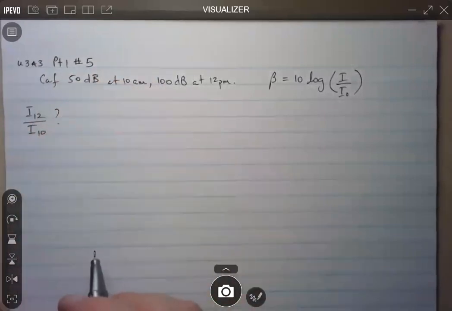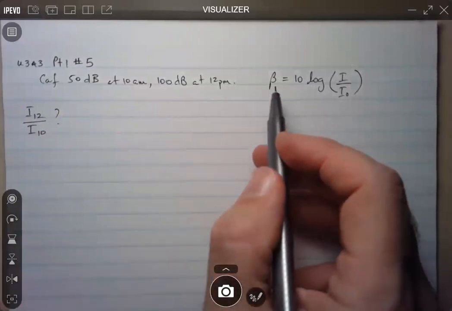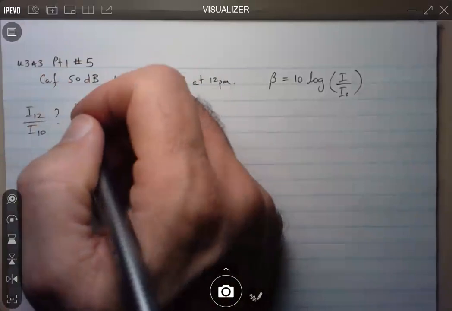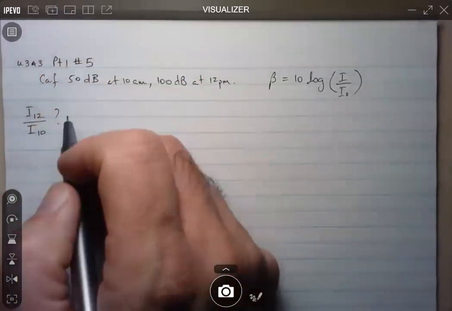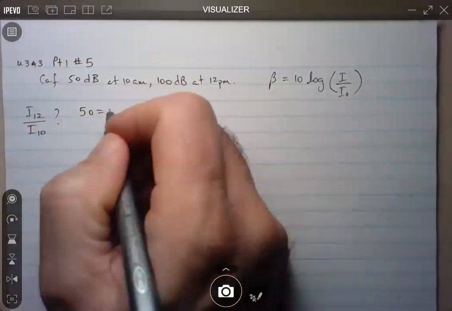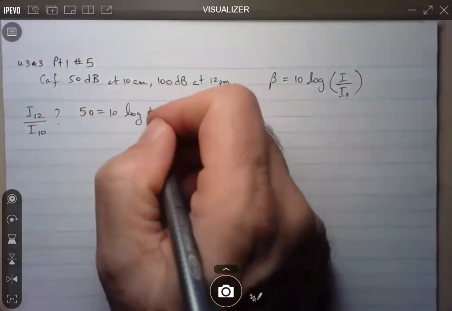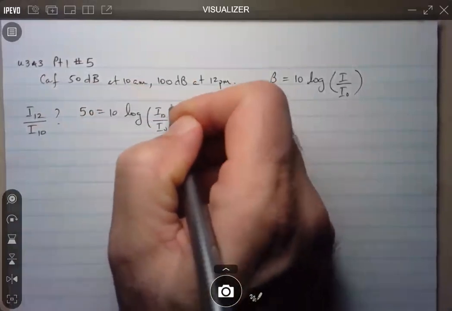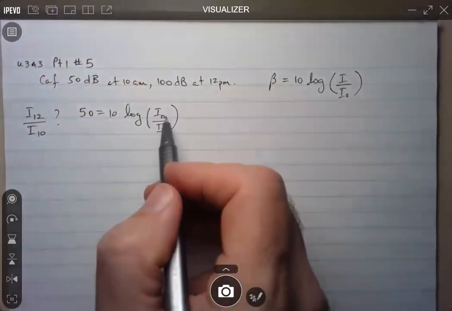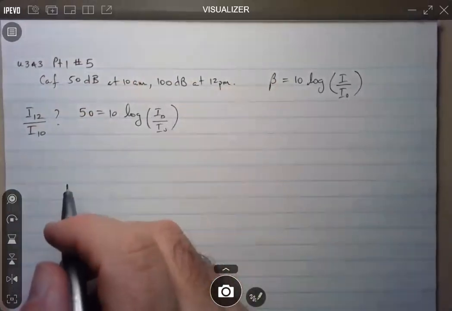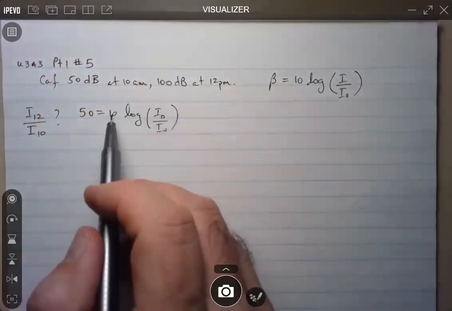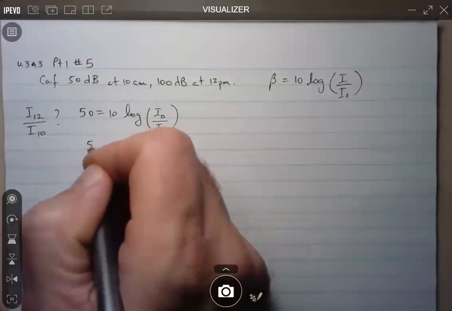So now what we need to do is find the intensity, or at least some kind of expression for the intensity. And so this is where we're going to use our decibel scale equation. So I know that when the decibel level is 50, I can calculate the intensity, and that's the one at 10 a.m. Okay, and so I essentially want to isolate I10. I'd like to get a single logarithmic expression. So step number one is to get rid of that 10. I'm going to divide both sides by 10.